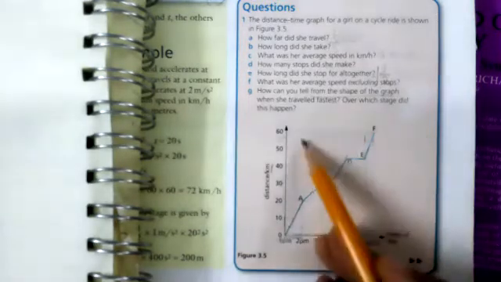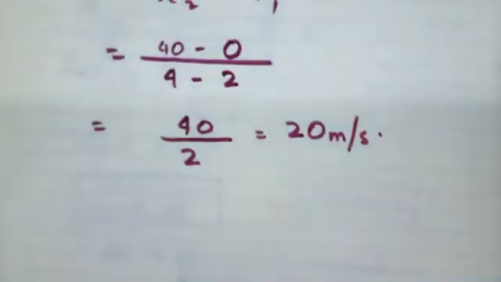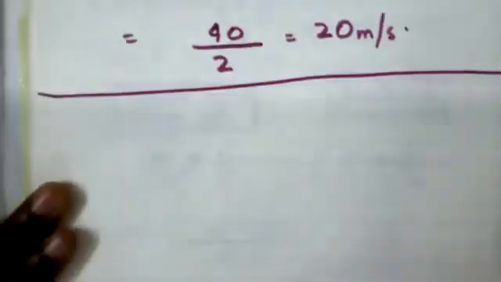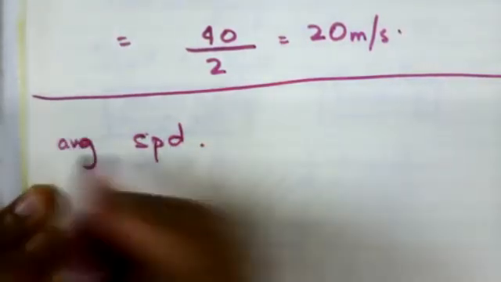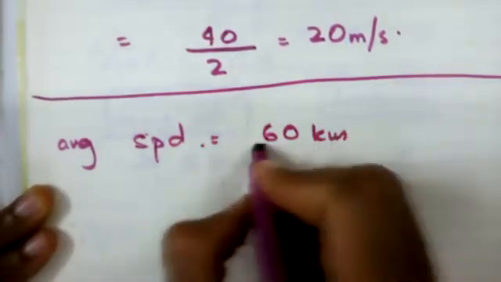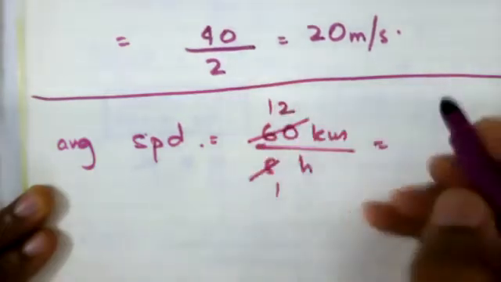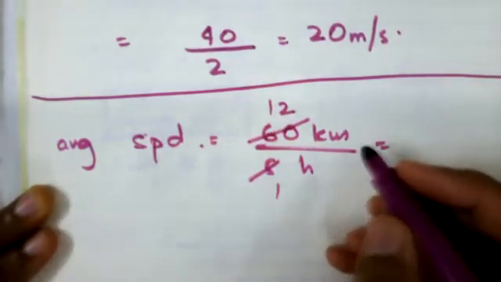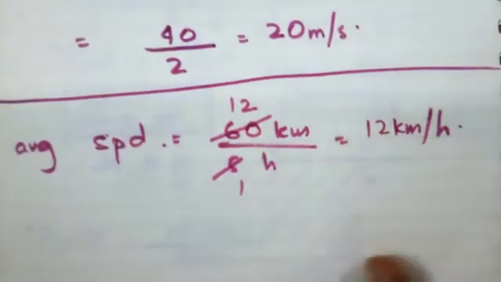But here we have the total distance traveled and the total time taken. So that's easy. The units will be kilometers per hour. So 60 divided by 5. Average speed is distance, 60 kilometers, divided by 5 hours. Am I right? Yes. So 12 kilometers per hour.